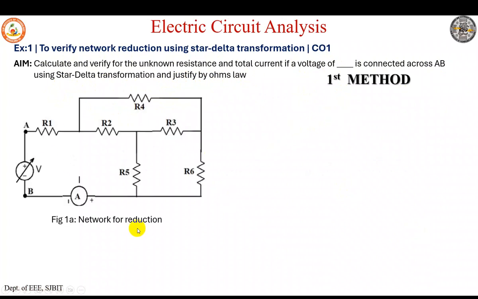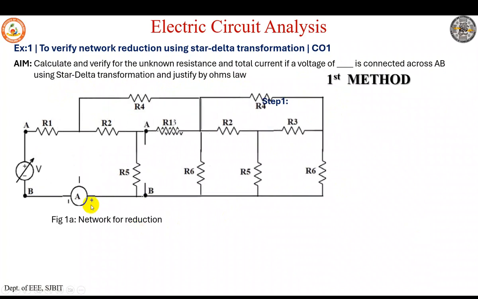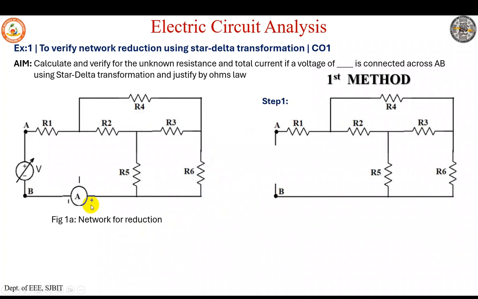So this is the given circuit. Step 1: let us remove the voltage source and ammeter which I have actually given in the circuit. Let us assume the values. So after the values are known, where do we start? Should we directly apply star to delta or delta to star?